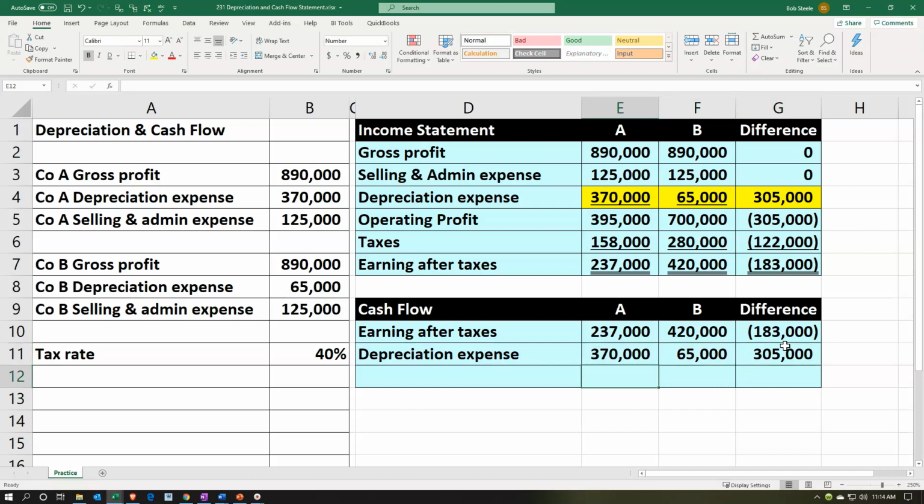And now we're going to add that back in. This is an indirect method. It was taken out of the income down here. We're going to basically add it back in at this point.